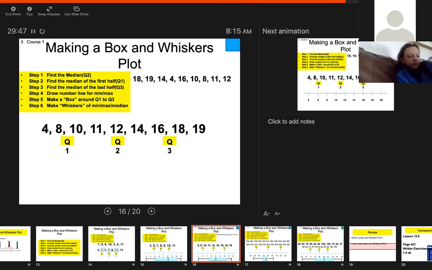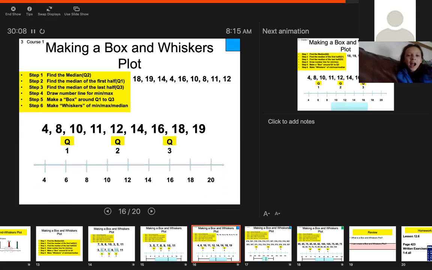What would be a bad graph? 8 to 18, bad graph, because you can't put in 4. 12 to 14 would be a really bad one, right? Your number line has to at least be able to include all your numbers.